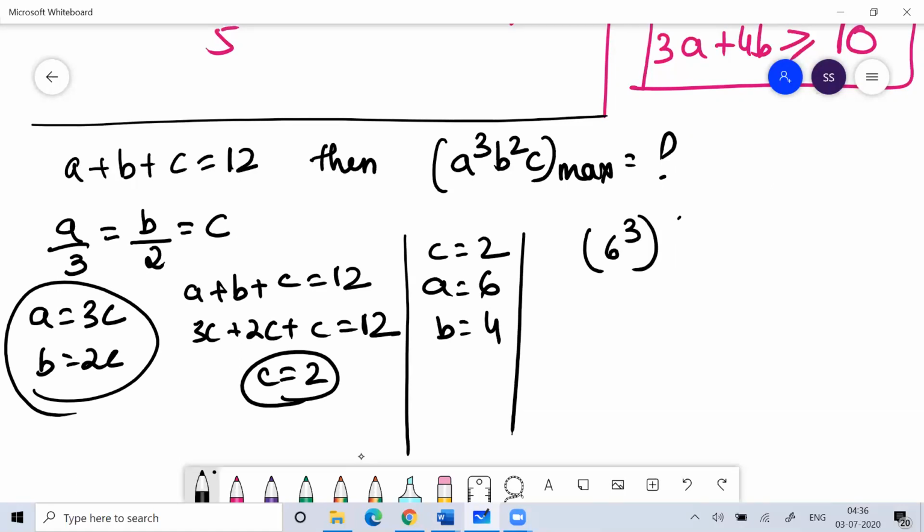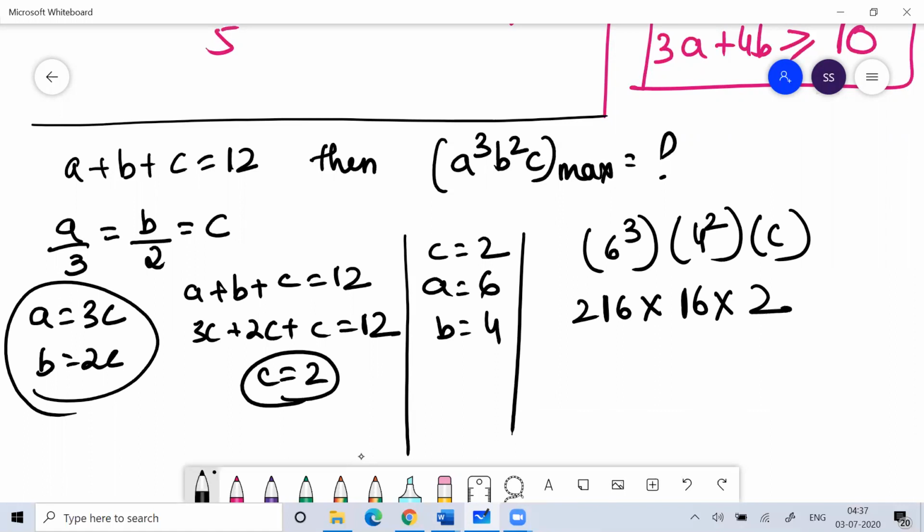So 6 cube into B, which is 4 square, into C. What is the maximum value of that? 6 cube is 216, 4 square is 16, and C is 2. If you want the answer, you can solve it. You get 216 into 32. Okay.